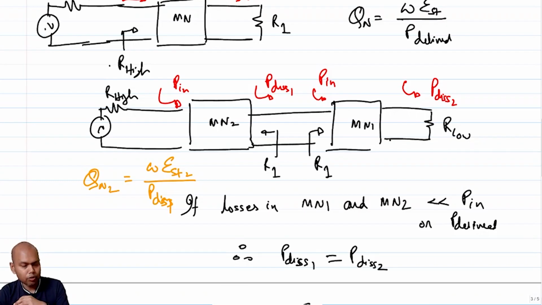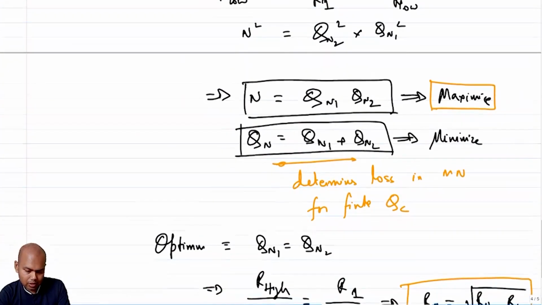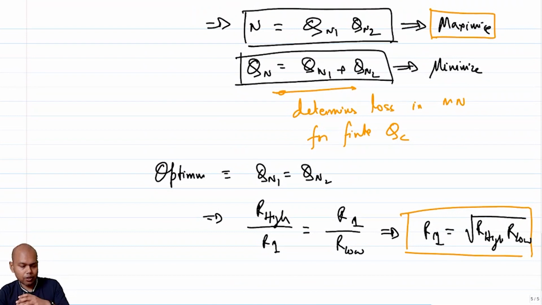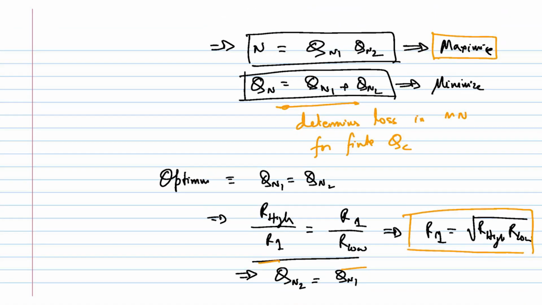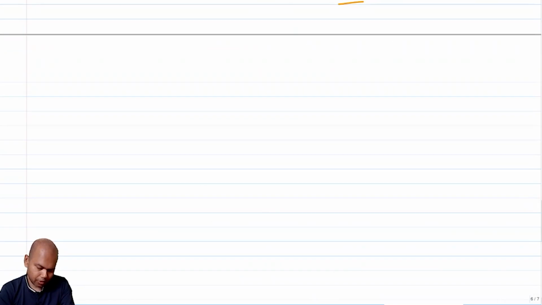So if you want to do it in one step, your q square becomes 4, or q becomes 2. But now if you want to do it in 2 steps, you ensure that the overall q is qn1 plus qn2, and the individual q's are also the same, because these are also functions of q. So let's do an example to clear things up.